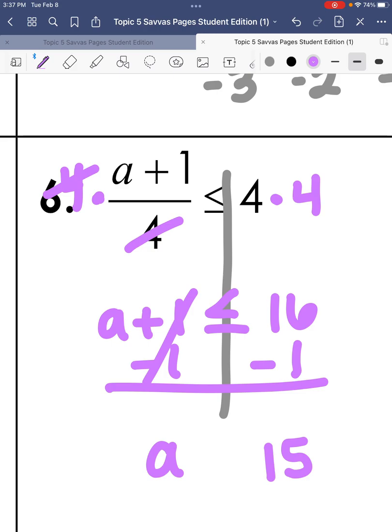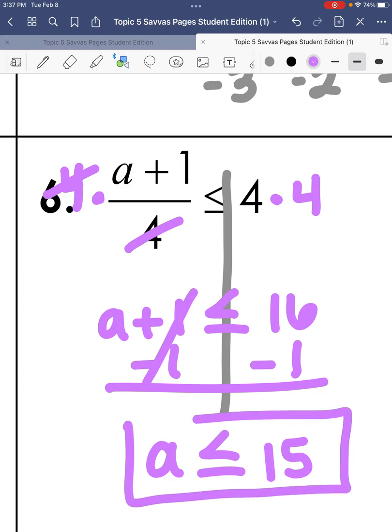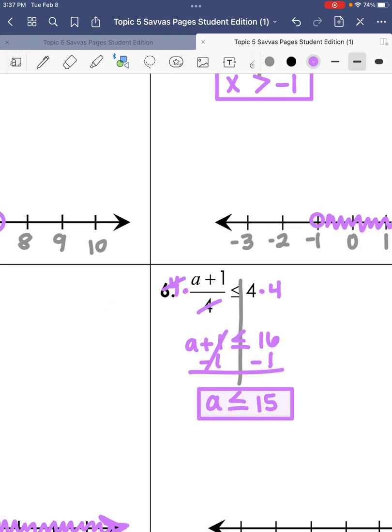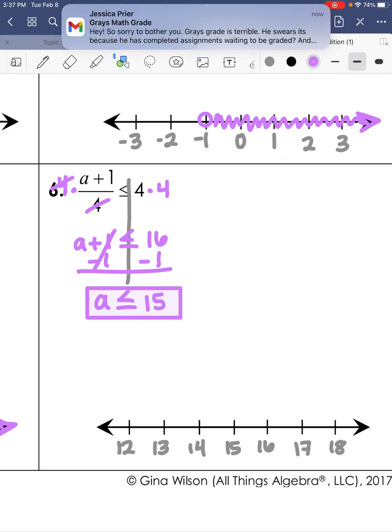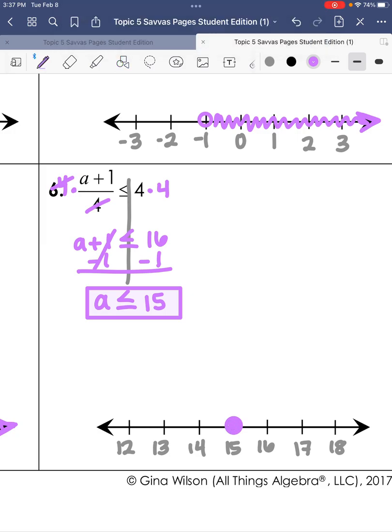And did my sign need to change that time? No, I just subtracted. So my sign doesn't change for subtraction, so it stays less than or equal to. A is less than or equal to 15 is my solution. So now I'm ready to graph that. I've already got my numbers on my number line. At 15, I'm going to place my circle. It needs to be a closed circle, so I'm going to fill it in.